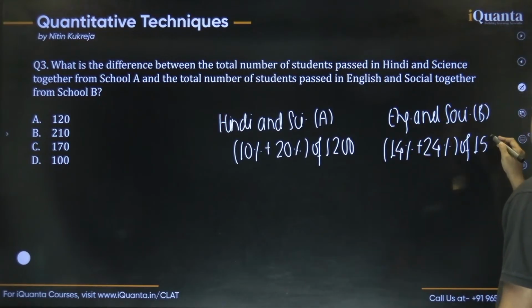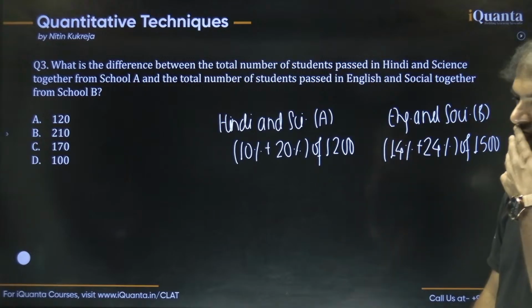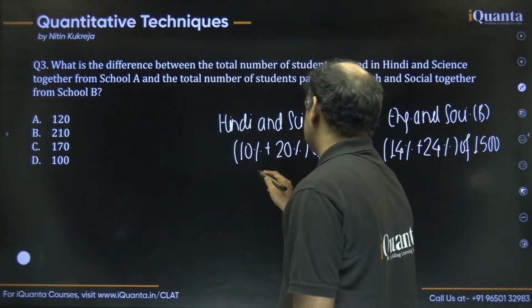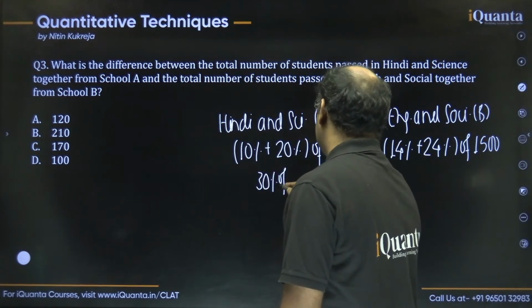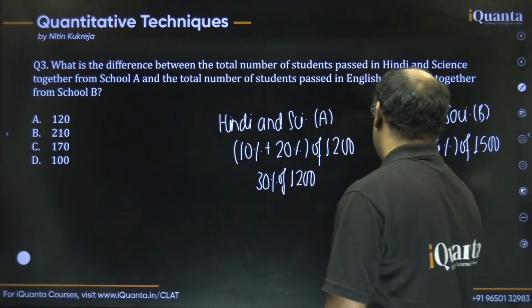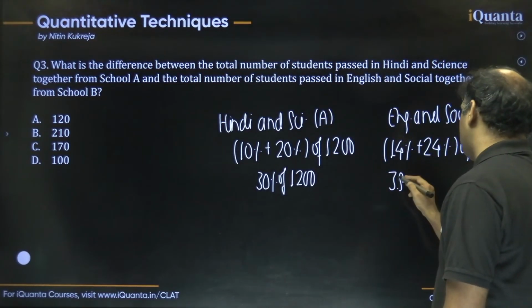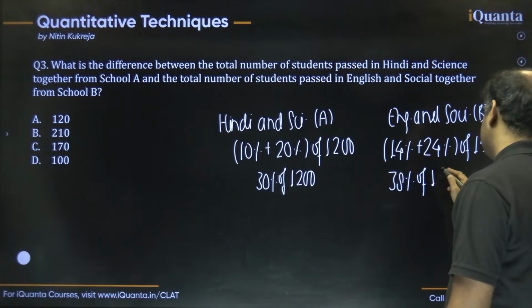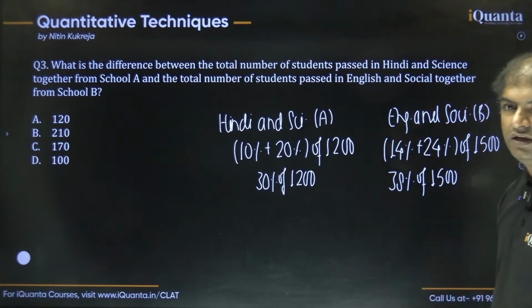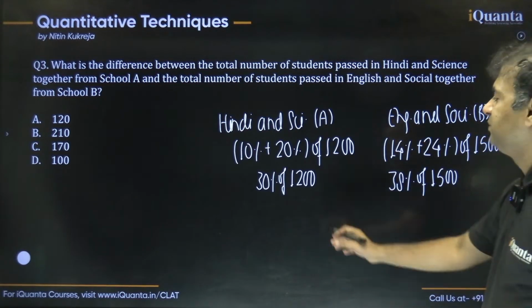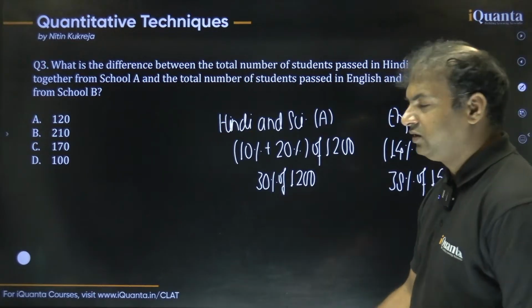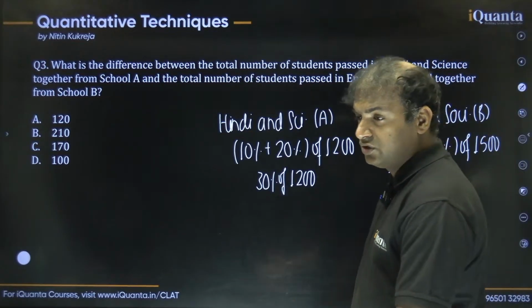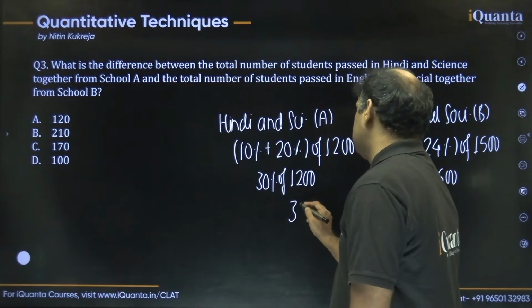Okay. Now let's try to calculate this quickly. We'll say 10 plus 20 is 30% of 1200, right? And the other is 38% of 1500, right? So we just have to find the difference of these two, right? 30% of 1200 is simple to calculate. 10% is 120, 30% is triple of 120, which gives us 360, right?